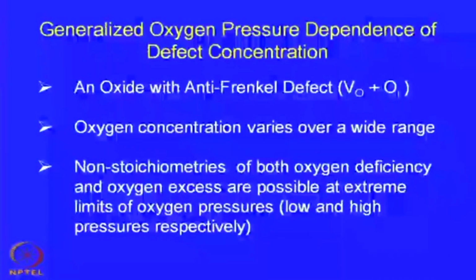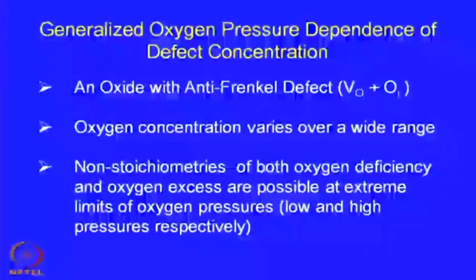In most cases you will find either oxygen interstitial is predominant, or oxygen vacancy is predominant, or metal vacancy is predominant, or metal interstitial is predominant. Two of them predominant all the time is almost impossible. Here also we have considered two different defects, oxygen vacancy and oxygen interstitials, but we are saying that they are predominant in two different partial pressure ranges, same material, but at two different partial pressure ranges.